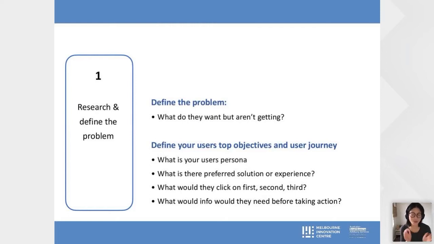What information would they need before taking action? So what do you need to tell them before they actually take the call to action that you want them to take? So it might be having a FAQ, or it might be having a little bit more information about your services, or it might be showing the pricing, for example. So have a think about these in terms of the prompts for your website. And this will help you define your users' top objectives and their user journey.